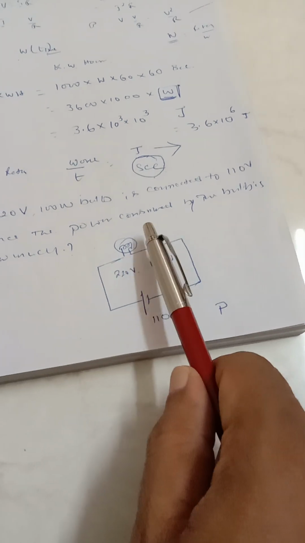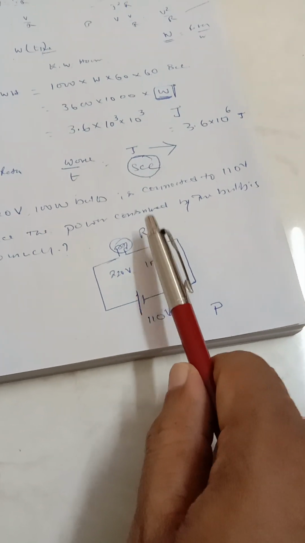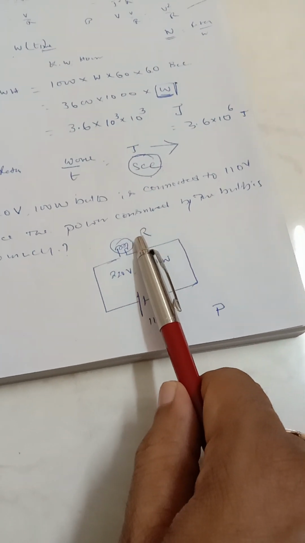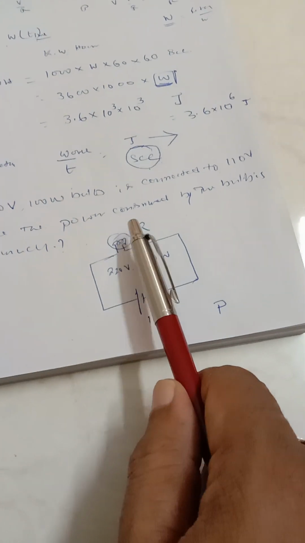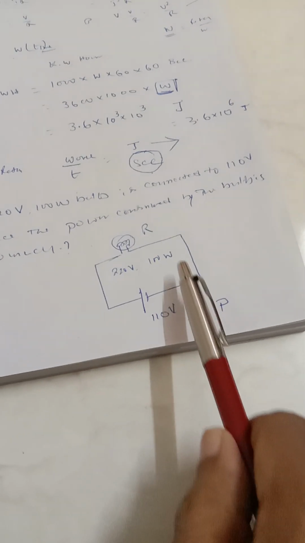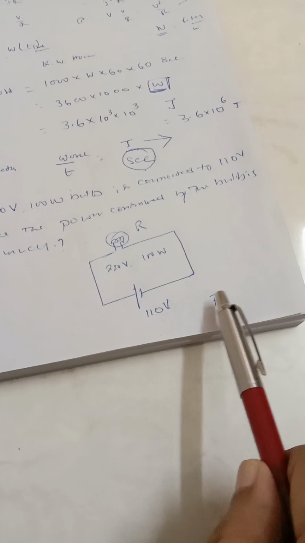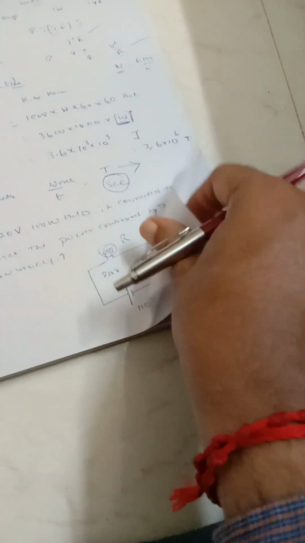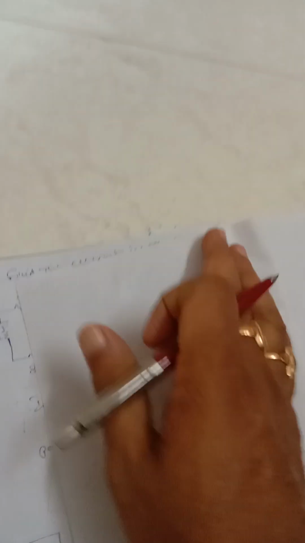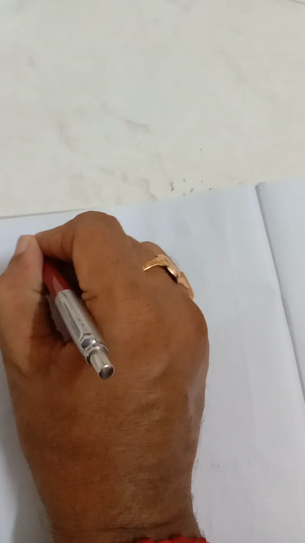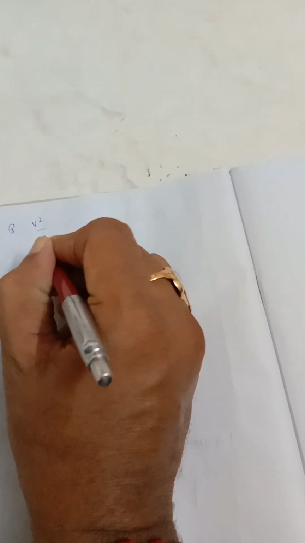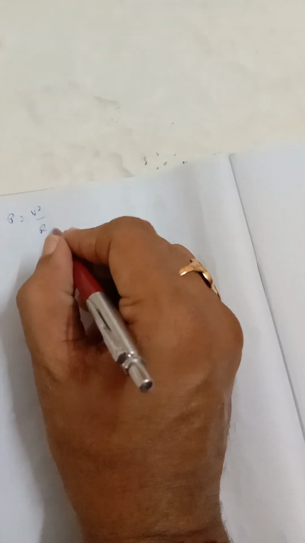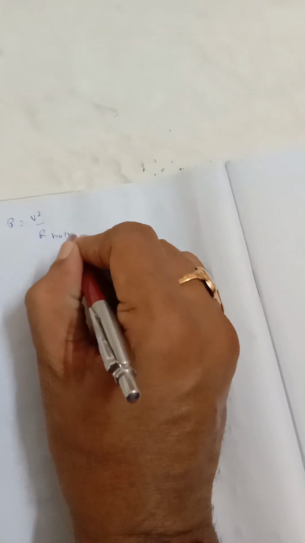After finding the resistance of the bulb, again use this V and R to find the P. So first, P is equal to V square by R. Here I am taking R as the bulb resistance, which I want to find out first.